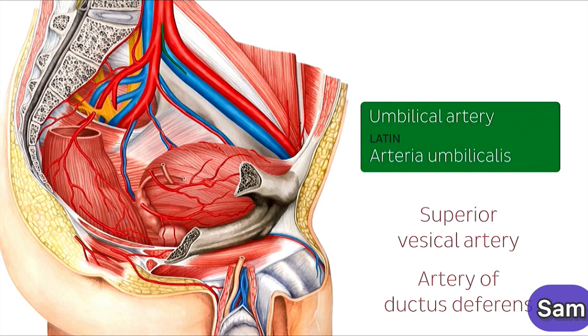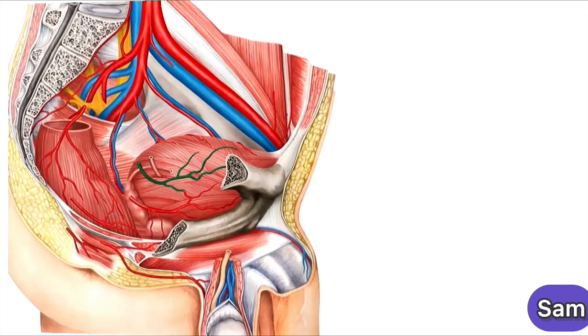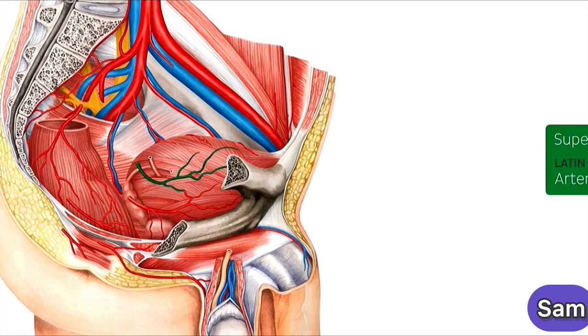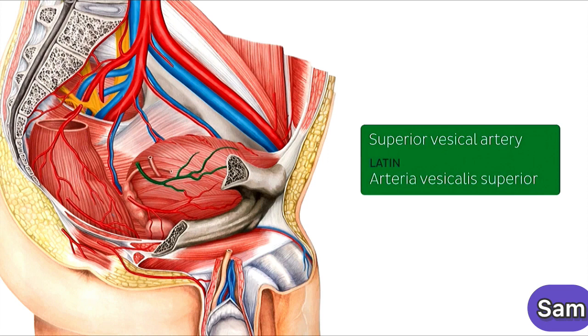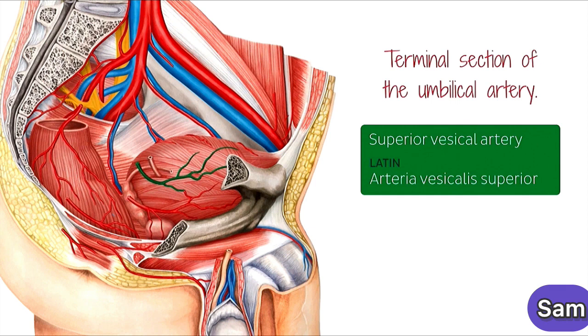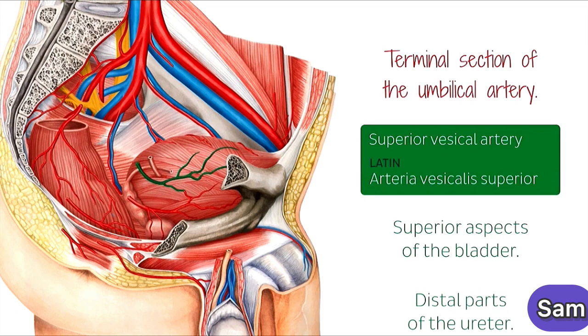In adults, the umbilical artery is obliterated beyond the bifurcation of the superior vesical artery. On the next image, we're going to be highlighting this artery, which is known as the superior vesical artery, which represents the terminal section of the umbilical artery on the left and right side. In this illustration, you can see the superior vesical artery highlighted in green. Now, the superior vesical arteries course along the upper and middle segments of the urinary bladder and then supply the superior aspects of the bladder and the distal parts of the ureter.